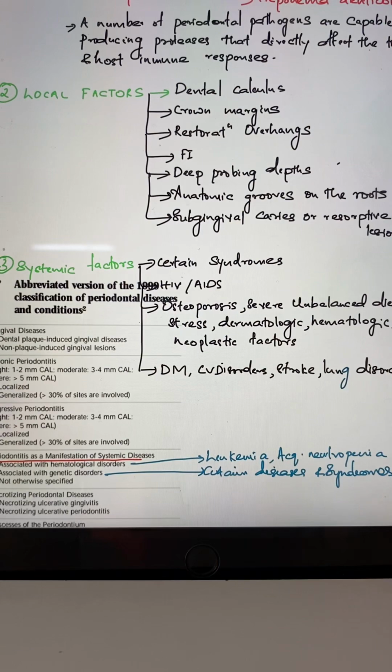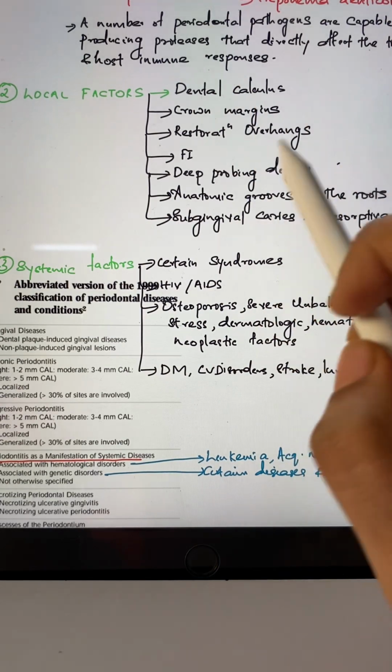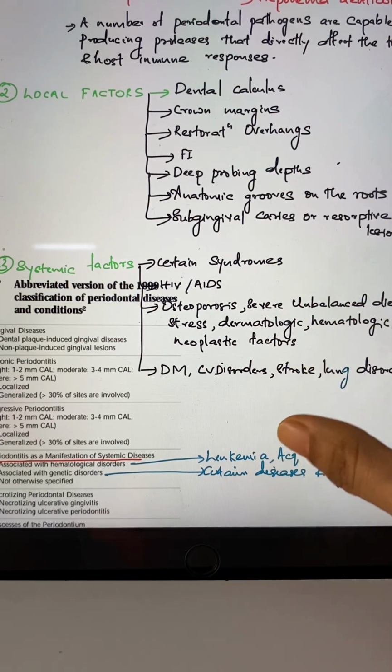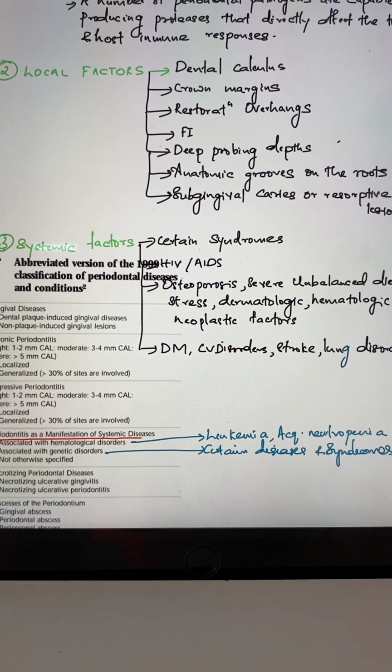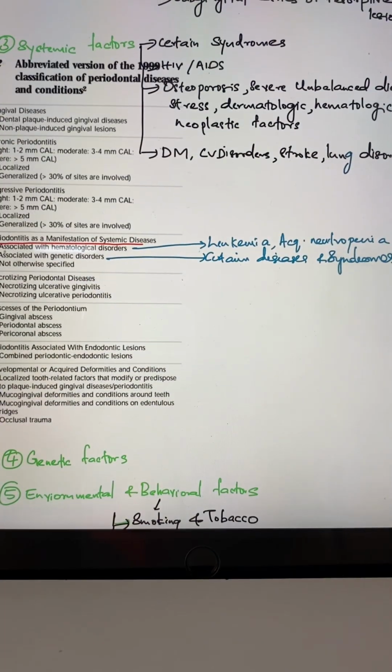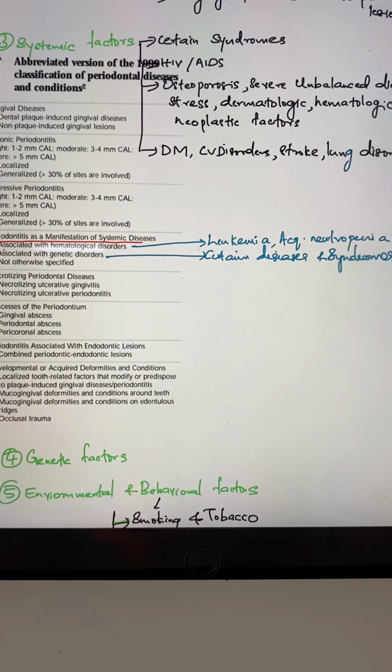Then the local factors such as the calculus, crown margins, overhanging restoration, furcation, then a deep probing depth, anatomic grooves on the roots, subgingival caries or resorptive lesions, these all are the local factors. Then systemic factors. Definitely we know that diabetes can affect the chronic periodontitis case. Then HIV or AIDS, like the immunocompromised cases, this can be seen.